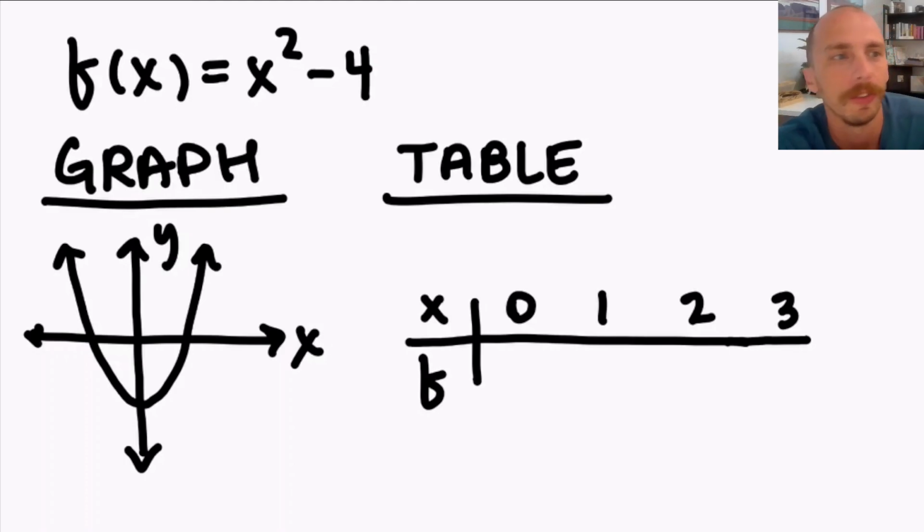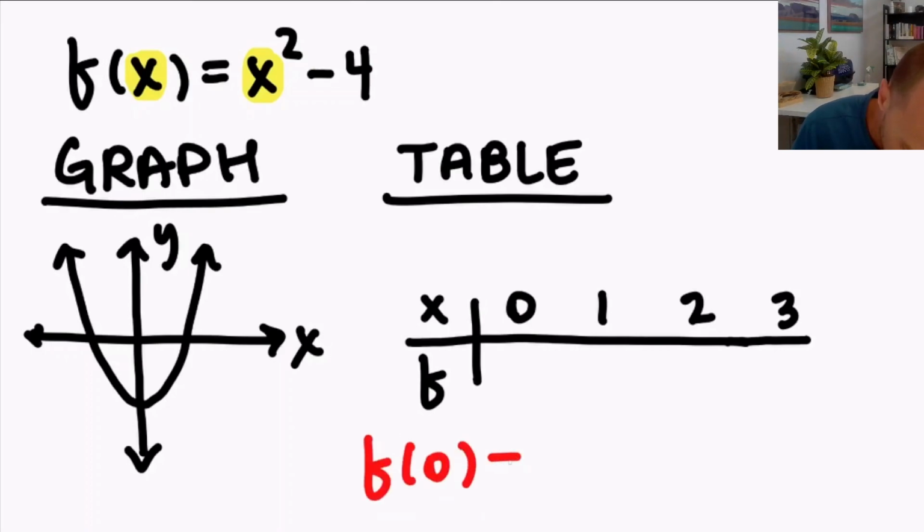I just chose x being 0, 1, 2, and 3. The point here is that if we're trying to figure out what value of f corresponds with the x value of 0, we're going to plug in x equals 0 wherever we see x in the formula for f. So if we're interested in finding the value of f of 0, we just replace x with 0 wherever we saw it in the formula.